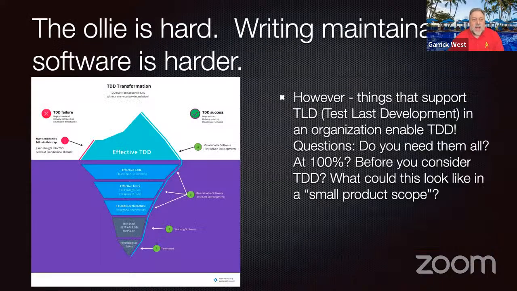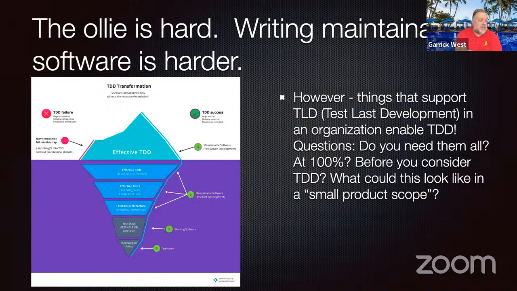So if you think an ollie is hard, try writing maintainable software. This is a fascinating diagram that I really liked, and it didn't sink in too much until I saw this, probably just a couple of years ago. The folks at Tech Excellence IO, there's a credit down in the corner here. If you look for the TDD transformation iceberg, you can track it down, and there's a really good article that talks about this.